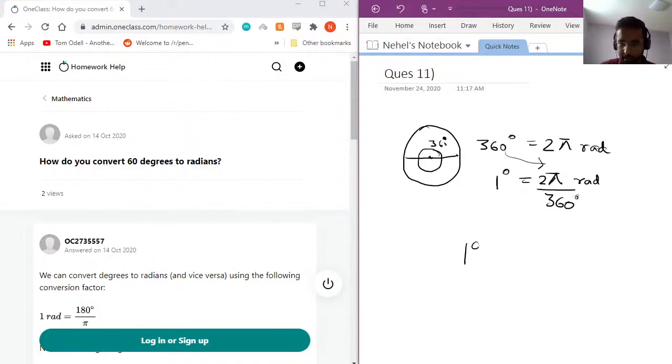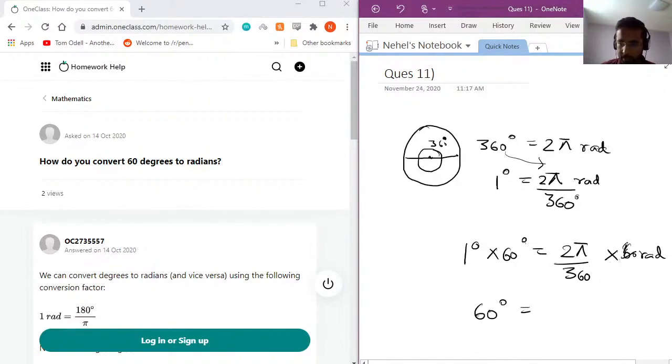And from that, I would get 1 times 60 is equal to 2 pi over 360 times 60 radians. So this becomes 60 degrees is equal to, I know this and this are of the ratio 1 is to 6, becomes 6, and then 2 and 6 are of the ratio 1 is to 3, becomes 3. So what I'm left with is pi over 3 radians. So 60 degrees is also equal to pi over 3 radians.